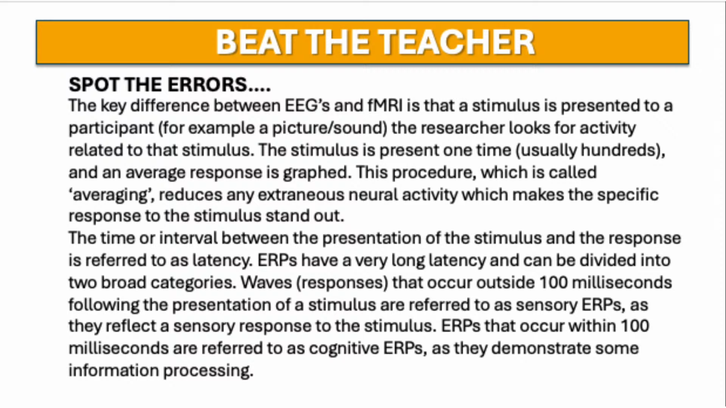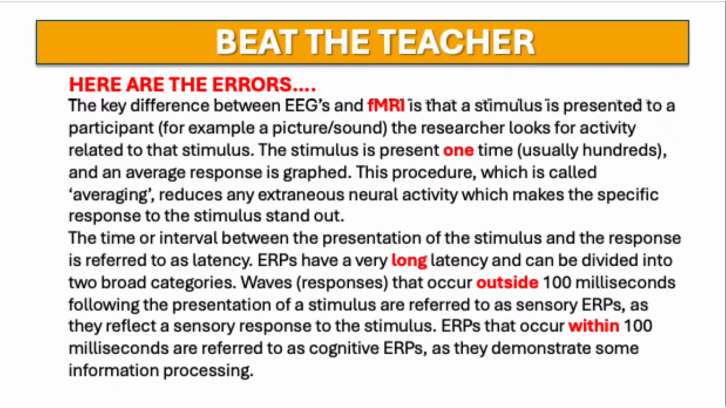So let's reveal the answers for this one then, because I can't see if anyone's picked up that second and third one there. I'm sorry if you have and I've missed it. So we've got the stimulus is present one time. Well, that's incorrect. It's present many times, okay? Usually hundreds, as it says there in brackets, was the big giveaway. Excellent. Well done, Paris. Sorry, I missed that. You said one time. And then with our third mistake there, we've got ERPs have a very long, we should have short latency. It can be divided into two broad categories there, okay, as your key differences there between EEGs and ERPs. Very easy to get those muddled sometimes because they sound very similar, but they're very different in a lot of ways there.